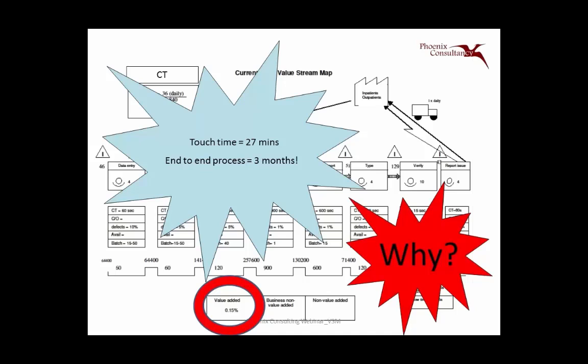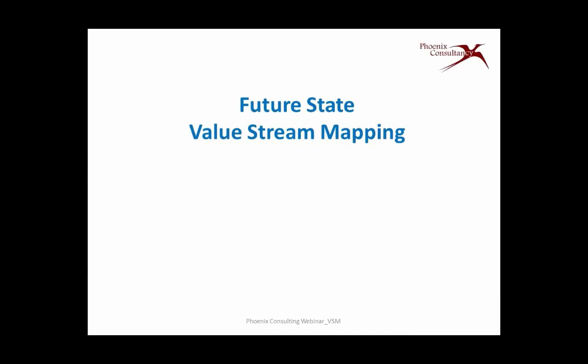and you really might want to start getting your team involved with looking at, what can we do? This is a big problem. Can we actually start to redesign our process? So this is where we come into the future state mapping.